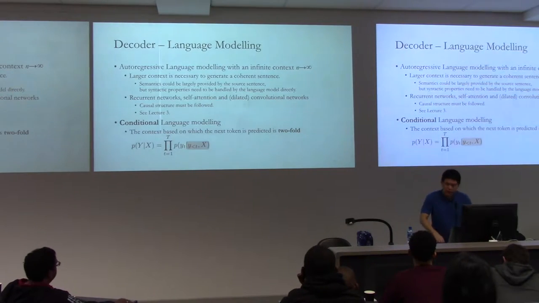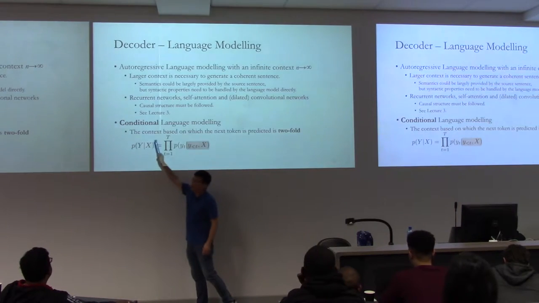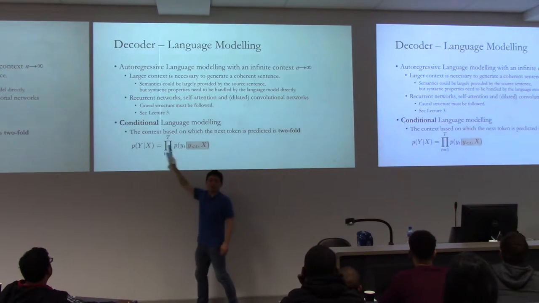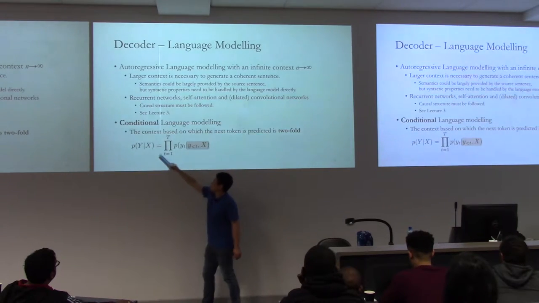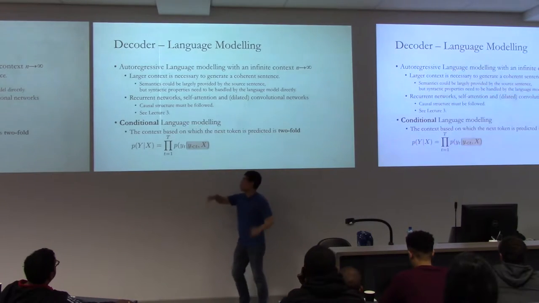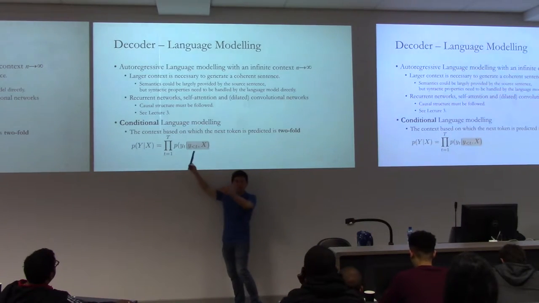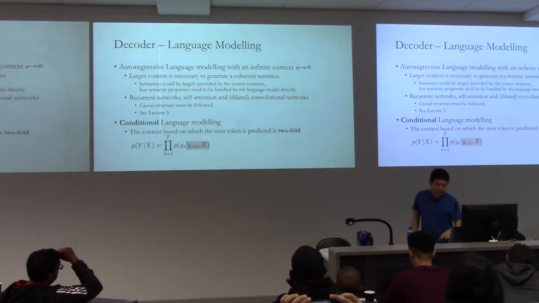And then the conditional language model is really straightforward. We do exactly the same, except that we now have a source side. So we condition on the source sentence, and that just becomes writing the distribution over the sequence as a product of predicting the next token on the target side, given all the previous target tokens that have been decoded, and the source sentence. So you don't want to forget about the source sentence. That's the most important thing.